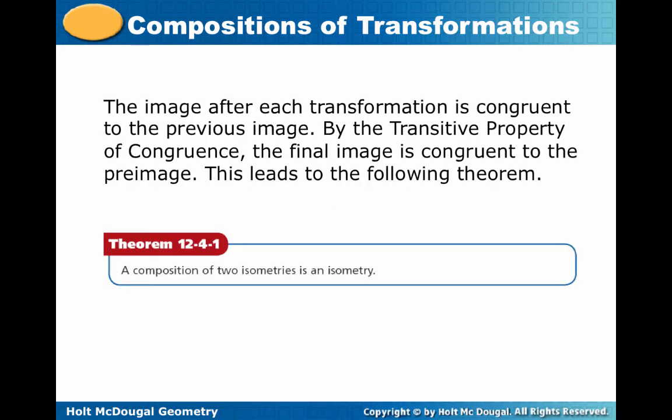Okay? So what they're saying is that if you have, like in the example of the glide reflection, two transformations that don't change the shape, after which each subsequent image is congruent to the previous one, then the final image is going to be congruent to the pre-image. And that's pretty much what they're saying here.